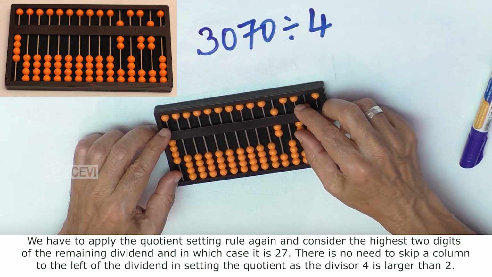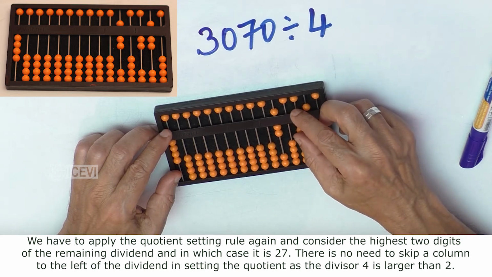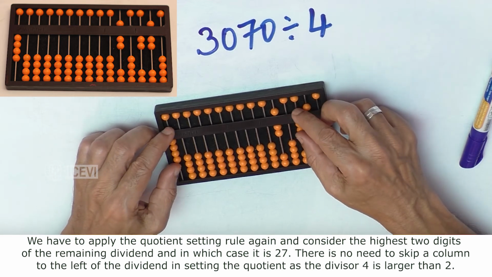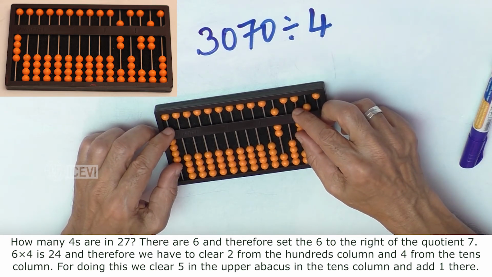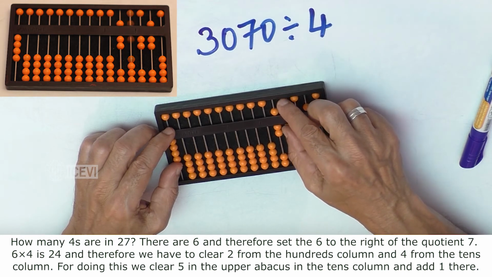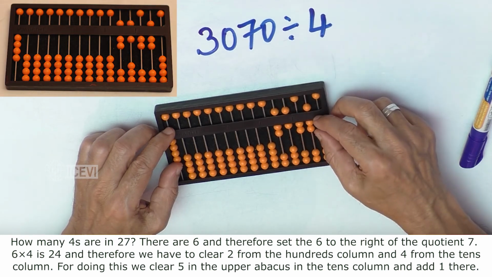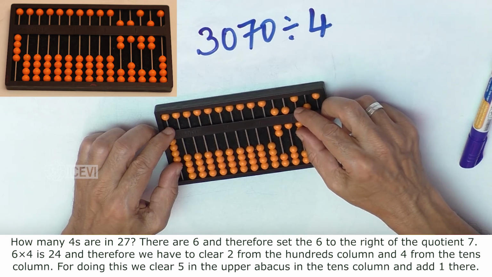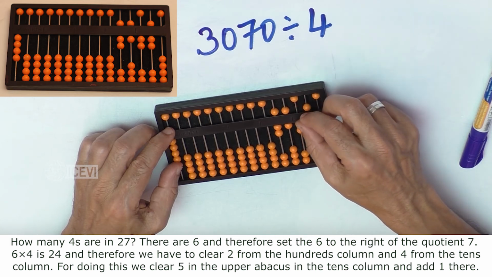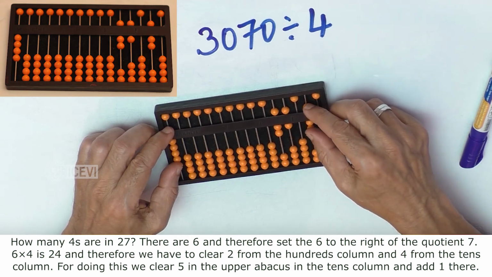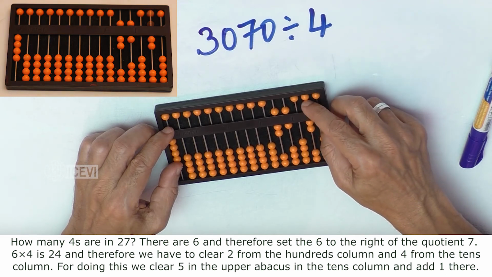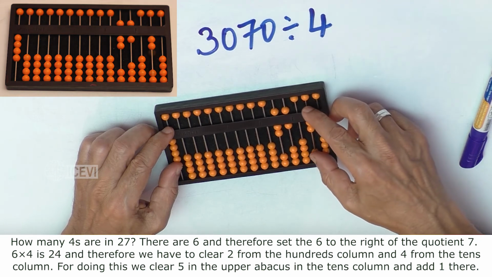There is no need to skip a column to the left of the dividend in setting the quotient, as the divisor 4 is larger than 2. How many 4s in 27? There are 6, and therefore set the 6 to the right of the quotient 7. 6 multiplied by 4 is 24, and therefore we have to clear 2 from the hundreds column and 4 from the tens column. For doing this, we clear 5 in the upper abacus in the tens column and add 1 there.